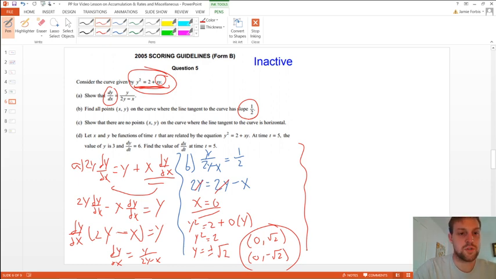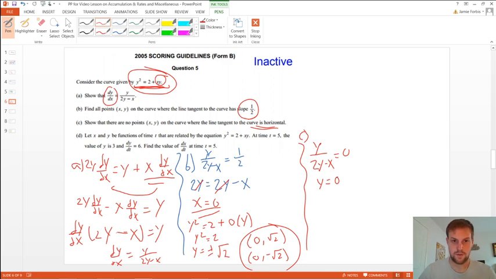So C says, show that there are no points where the tangent line is horizontal. Okay, when does a derivative have a horizontal tangent? Whenever the derivative is equal to 0. So we're going to do the same thing we did in B, but we're going to set it equal to 0 this time. So that's y over 2y minus x equals 0. When is the only time that this can be true? Well, it's when the top equals 0, or when y equals 0. So we have a horizontal tangent whenever y is equal to 0.